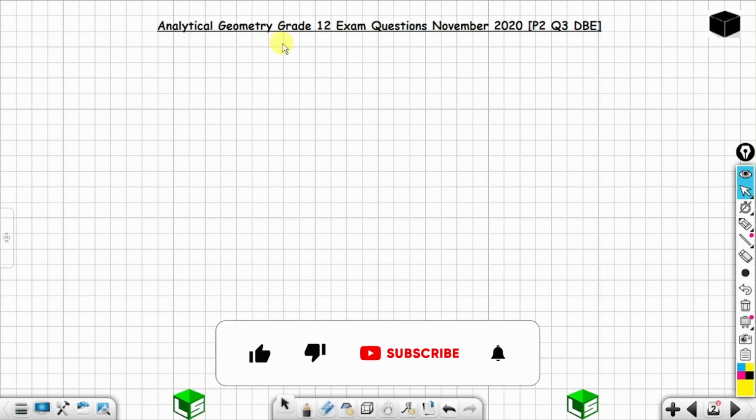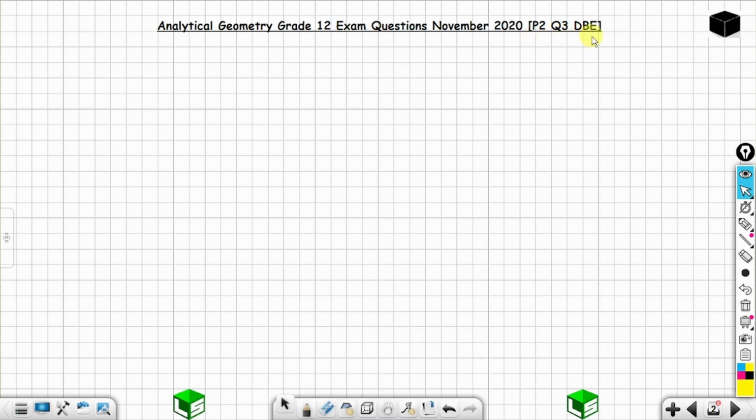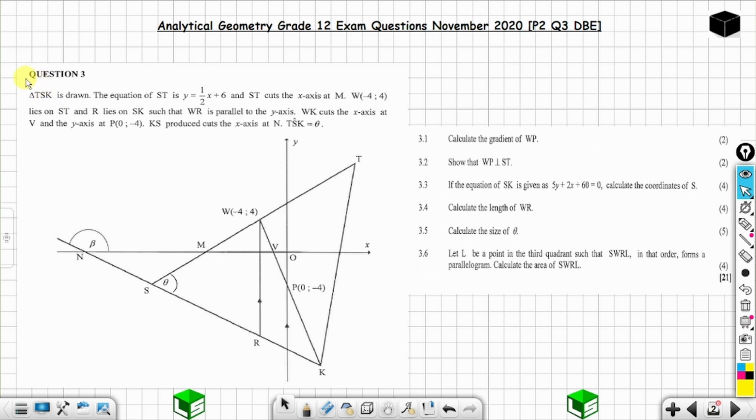Analytical Geometry Grade 12 Exam Questions, November 2020 Paper 2, Question 3 from DBE. Okay, this is question 3 from November 2020 from DBE. You have 6 questions to solve and the total is 21 marks.